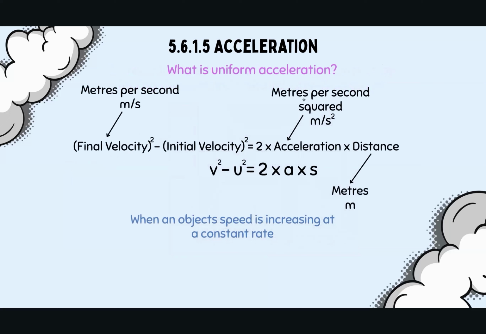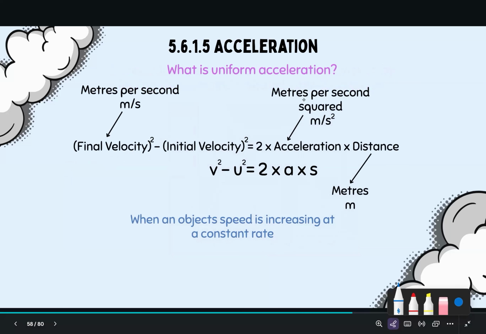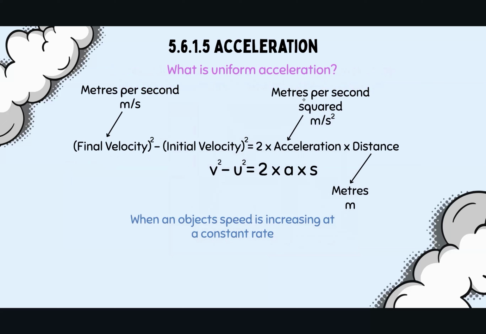Okay, what is uniform acceleration? So this is another formula. You will be given it in your formula booklet. But when we go through the numeracy part of the pre-exam workshop, we're going to be doing a lot of practice on these kind of formulas. So final velocity squared minus the initial velocity squared equals 2 times acceleration times the distance. And again, as I always say, you've got to know the units well.